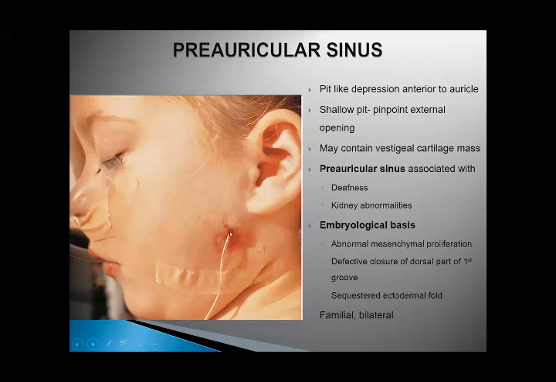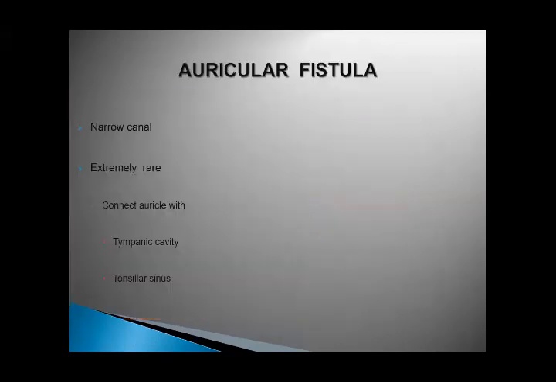ठीक है. It may run in the families, familial हो सकता है. It could be bilateral, it could be unilateral. Anything. Auricular fistula is simply a narrow canal that connects the auricle, that is the external layer, with the tympanic cavity, or the external layer with the tonsillar sinus. ये भी हम कर चुके हैं. This is something very rare.